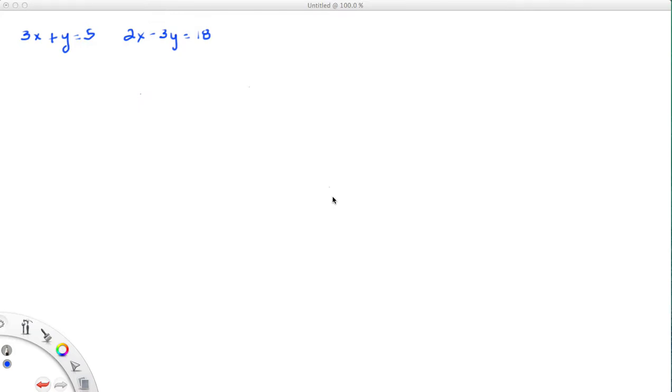We are looking at a system of linear equations. So we have two equations here. They're linear. As you can see, the degree on the x variable is 1, the degree on the y variable is 1. Therefore, they're linear equations. The graph of these will be a line.